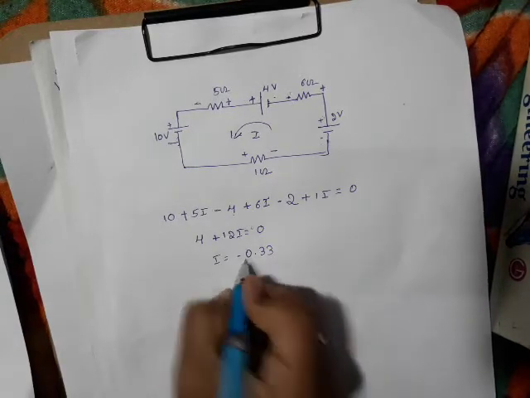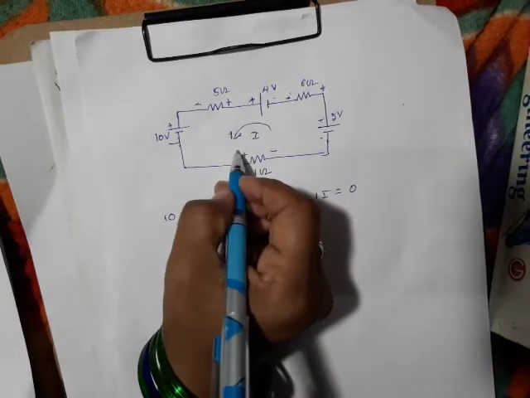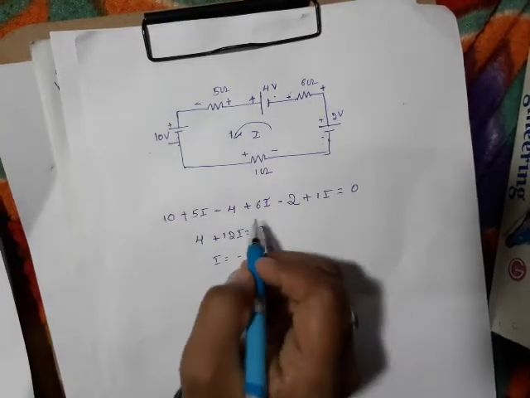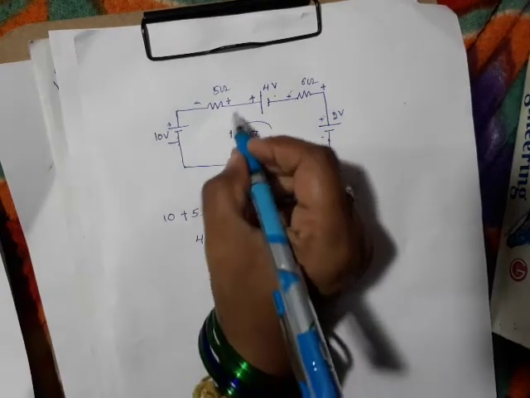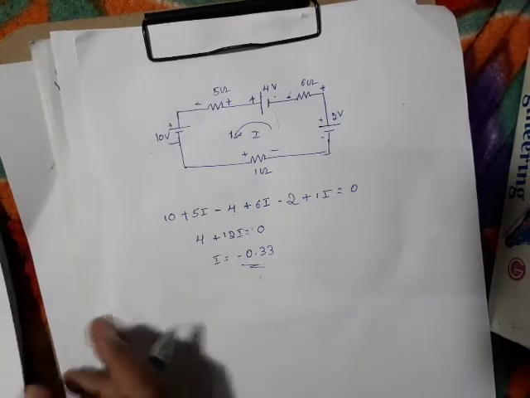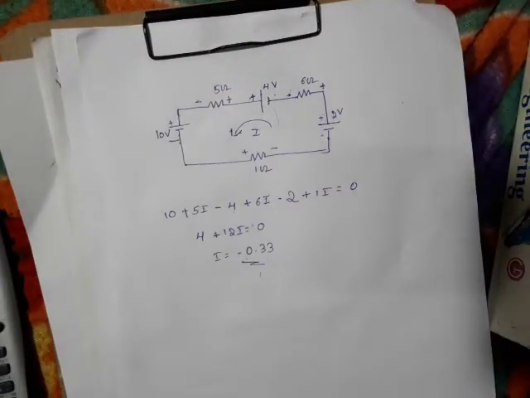What does this negative sign show? We have assumed the direction of current in the anti-clockwise direction, but we are getting it as negative. So the current is actually positive if we assume it is in the clockwise direction. That is how you can apply KVL and KCL. We'll solve some practical problems so that you can understand better.